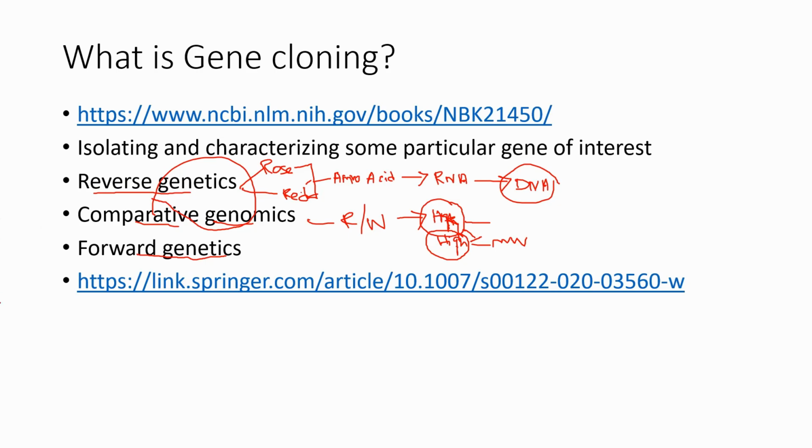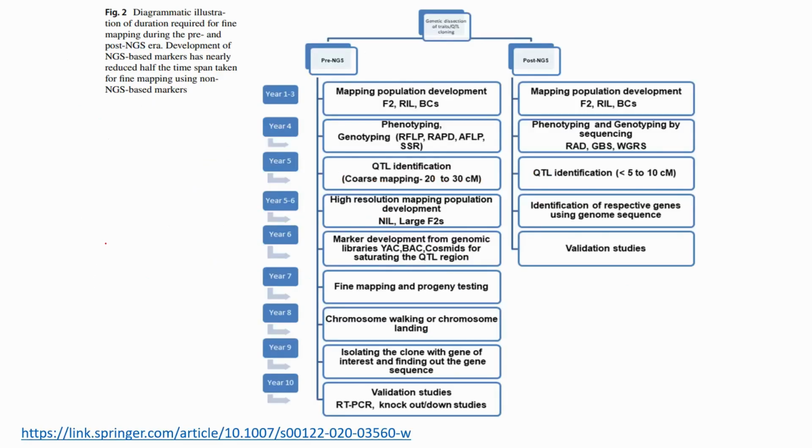So I'm going to talk mostly on this forward genetics thing. Here is a schematic diagram from this paper. We will put this link in the description. You can go ahead and read this paper. This is a recent paper in 2019 or 20 from my old boss, Dr. Rajiv Vaishnav from ICRISAT. Sequencing is getting cheaper and cheaper.